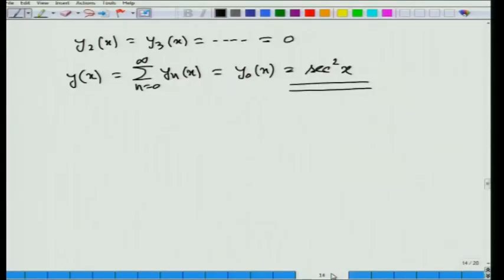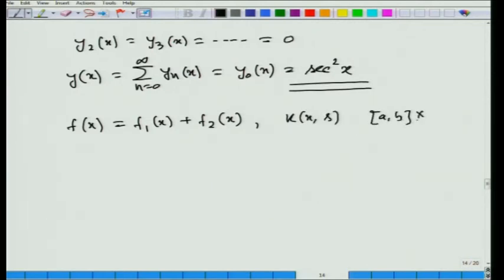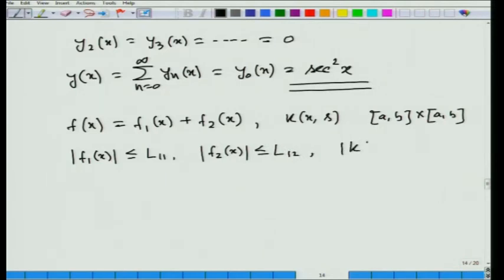Before coming to the end of today's lecture, we can look at the convergence of this method. In this case, we have assumed that f(x) can be expressed as a summation of two functions f1(x) and f2(x). Again these two functions are continuous functions, k(x, s) is continuous over the square [a, b] cross [a, b]. We are assuming that modulus of f1(x) is less than or equal to L11, modulus of f2(x) is less than or equal to L12, and modulus of k(x, s) is less than or equal to L2. So, what is going to happen in the successive steps?